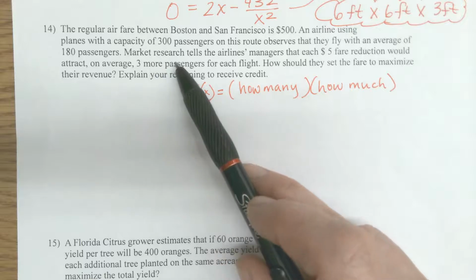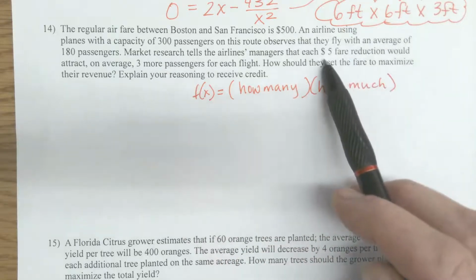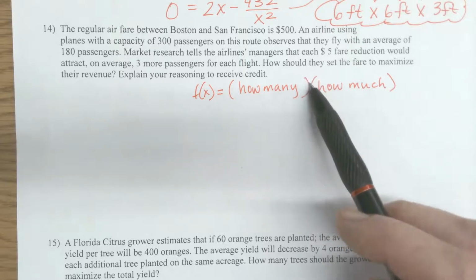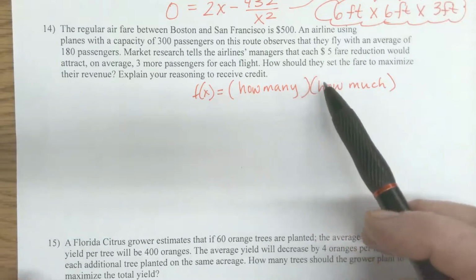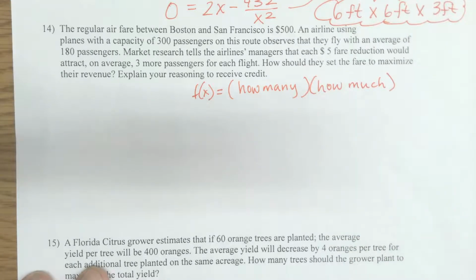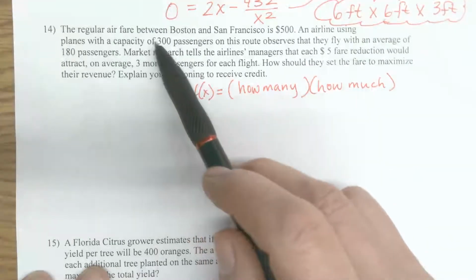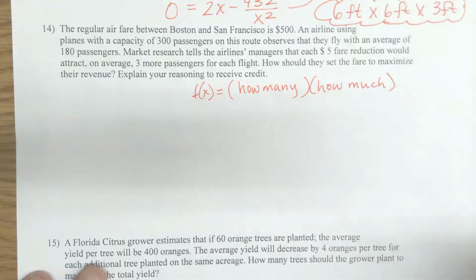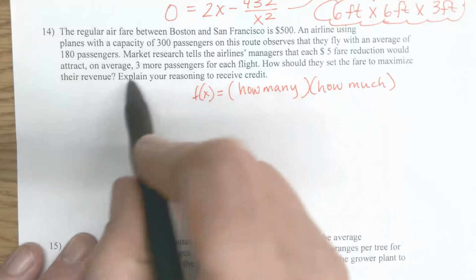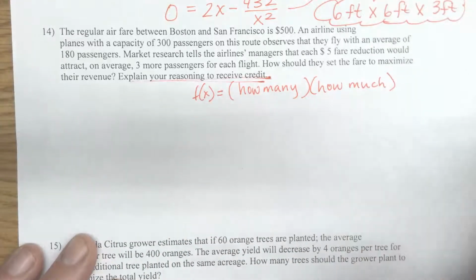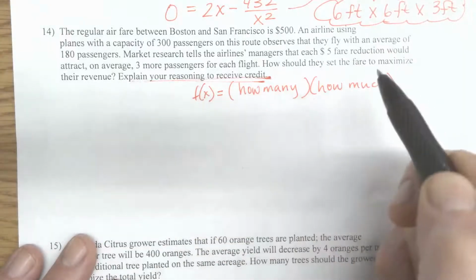And so they want to figure out how many times they should drop that price, $5, in order to get the most out of the plane. Now there's going to be a time when they drop it too much and they start to lose money, or they fill the plane, but we want to figure out if we can get there and maximize their revenue. The explain your reasoning just means that we're going to show our work. That's it. So don't worry about that part of it.